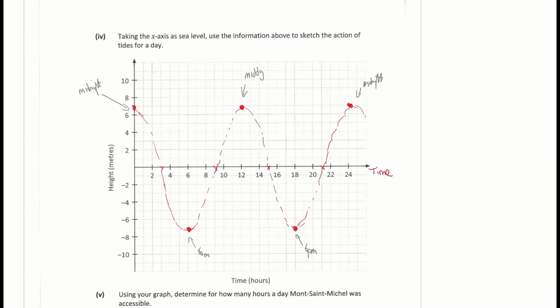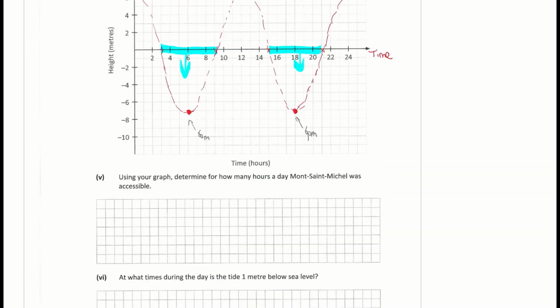Okay, so something like that. Not the best for on a screen. And that is sketching the information. So part V, use your graph to determine how many hours a day the island was accessible.